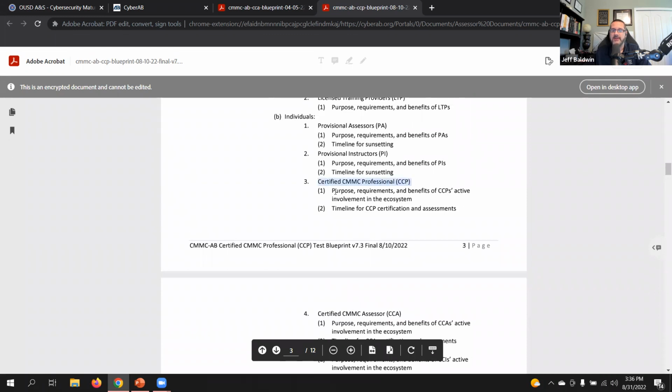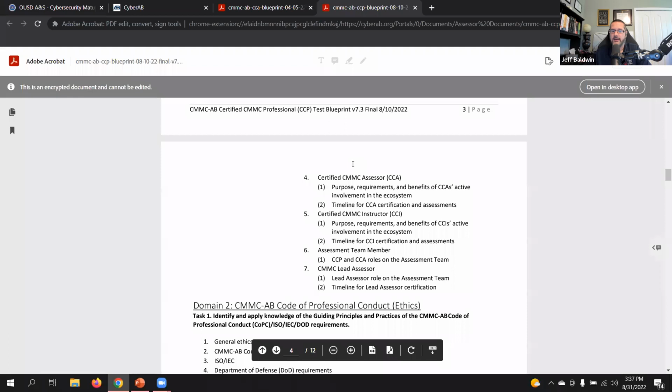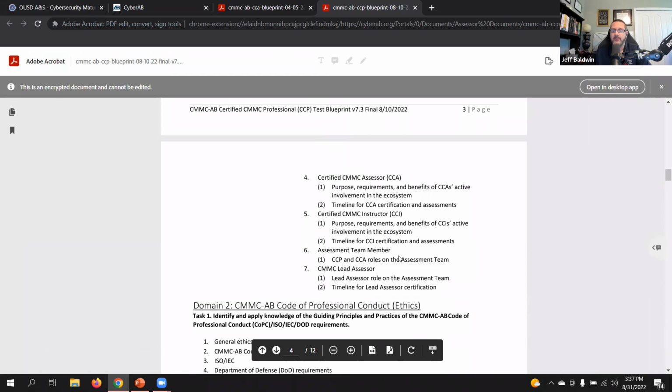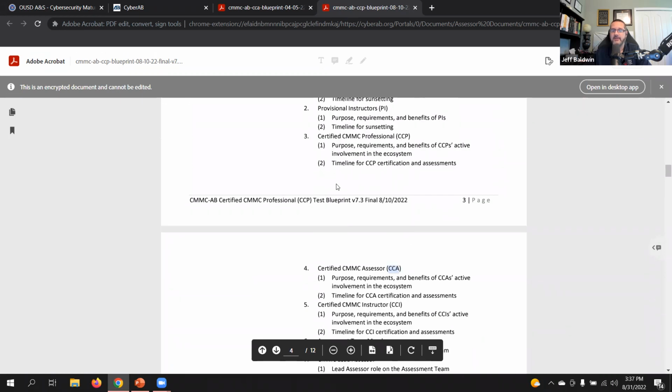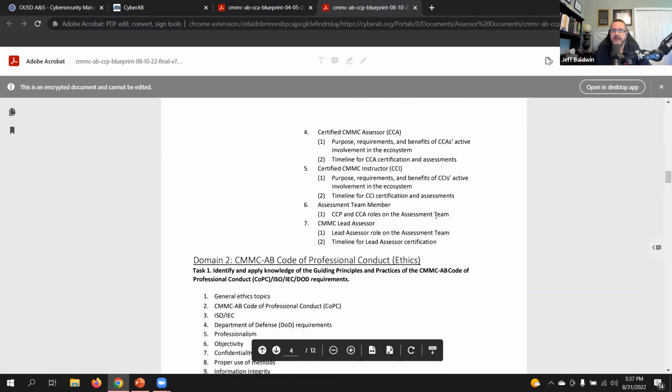And then the CCP is the one we're talking about now, which is the first certification that is going to be available to individuals. And like I mentioned, that's going to be available in October as the plan. And then once that one's available, not shortly after, we'll have CCA. In order to sit for CCA, you have to get CCP first. So it's going to be a way up a ladder, essentially. And the assessment team member, that can be either a CCP, CCA, or a PA. And then the lead assessor, that can only be the PA or the CCA.